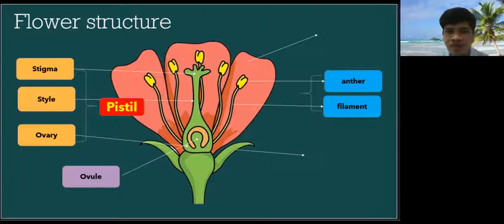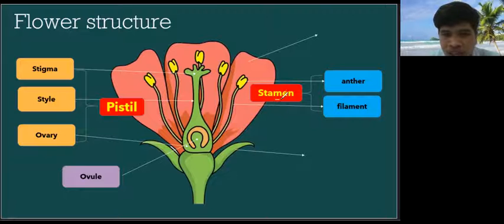Together the anther and the filament are called the stamen. The stamen is the male part of a flower. So these yellow ones are called the stamen, the male part of a flower. It's easy to remember: stamen, men, meaning boy, and the pistil is female.